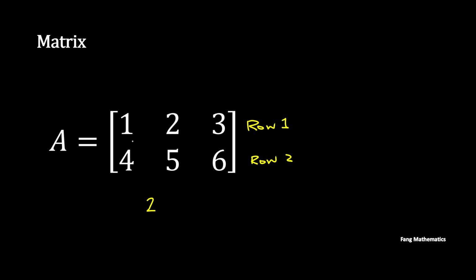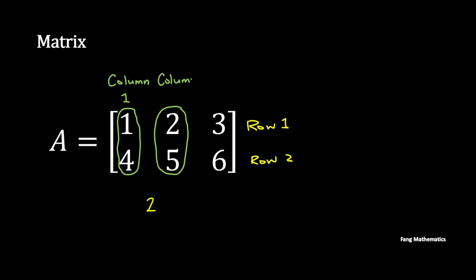Additionally, we are to count the number of columns. So columns are in the vertical direction. So this is your column 1. This is your column 2. And the last, you have these 2 elements in column 3.